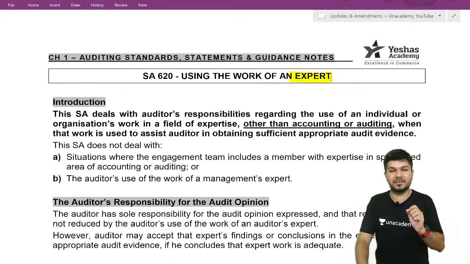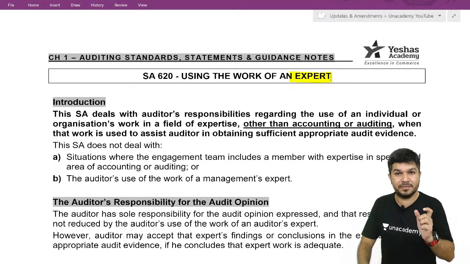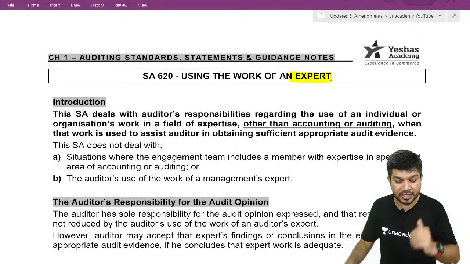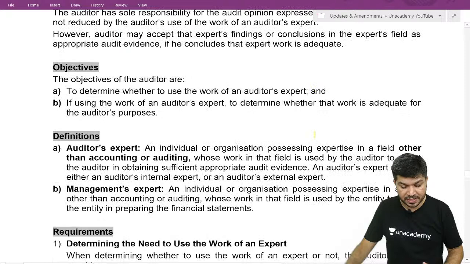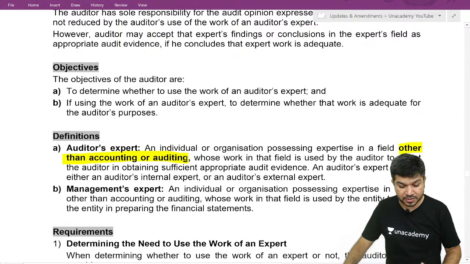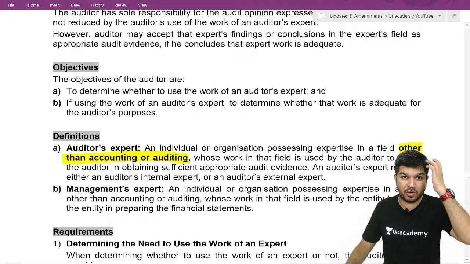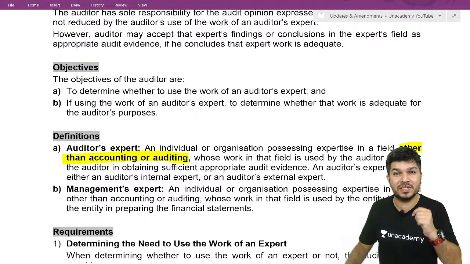Now, the auditor's expert or management expert will be a person who is an expert in a field other than accounting and auditing. See, it is clearly written: other than accounting and auditing. He will be an expert in a field other than accounting and auditing, and we are using their work for what purpose? For obtaining sufficient appropriate audit evidence.